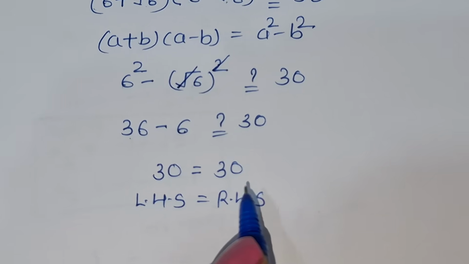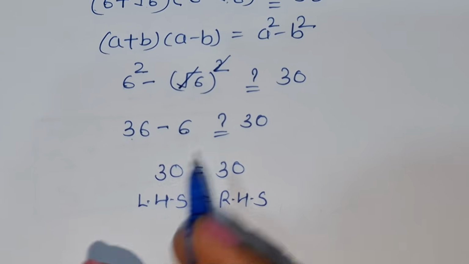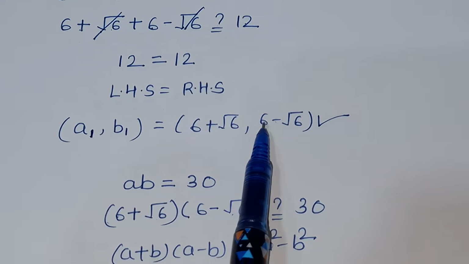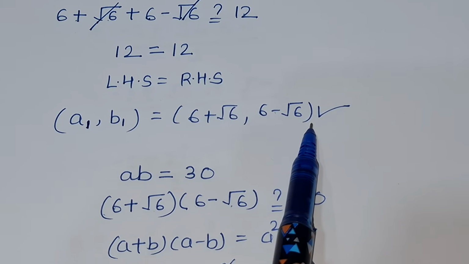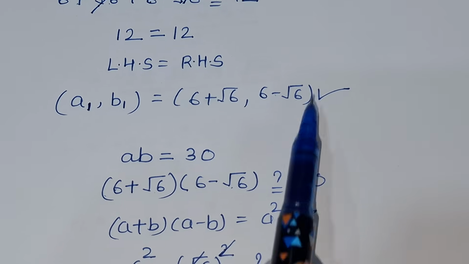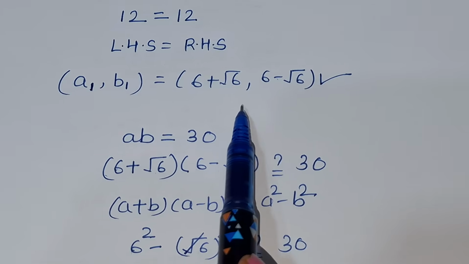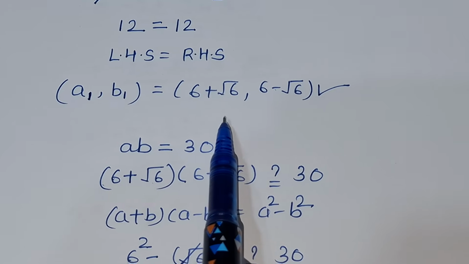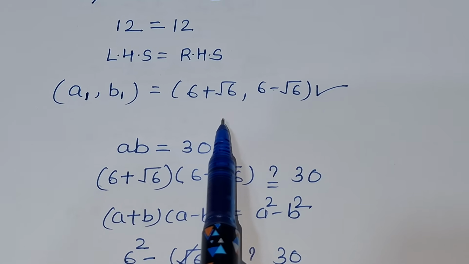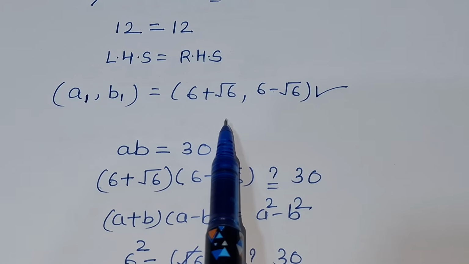So the values of a1 and b1, 6 plus square root of 6 and 6 minus square root of 6, are the correct solution for equation 2. So we can say this is the correct solution, and you can verify for a2 and b2, where a2 is 6 minus square root of 6 and b2 is 6 plus square root of 6.